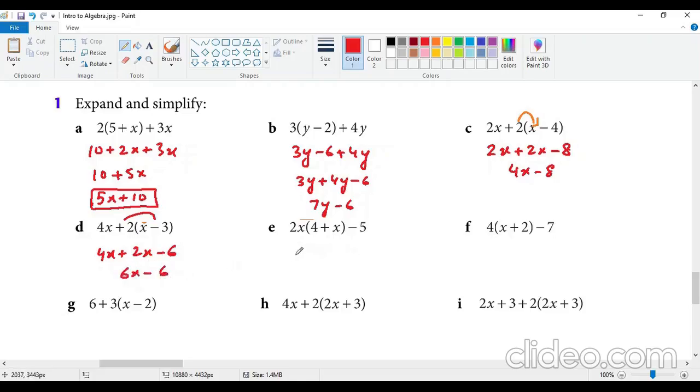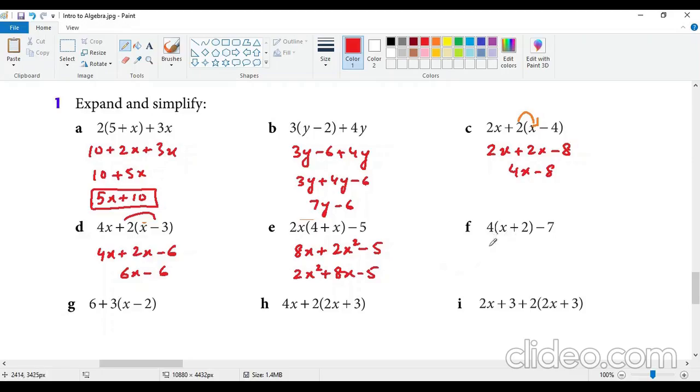This will give you 8x plus 2x square minus 5. Remember, we are writing in the descending order first. Anything that has a power, more power, is going to be written first. So 2x square plus 8x minus 5 is the right way of writing in algebra.